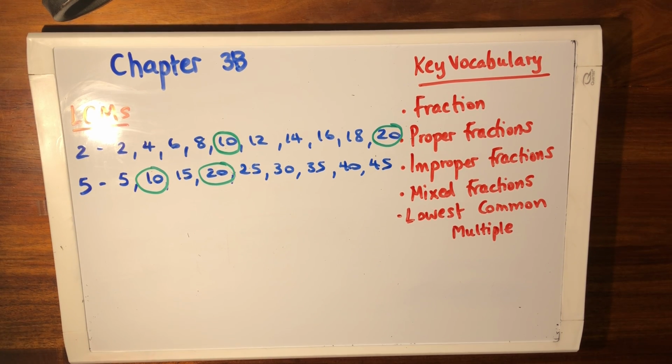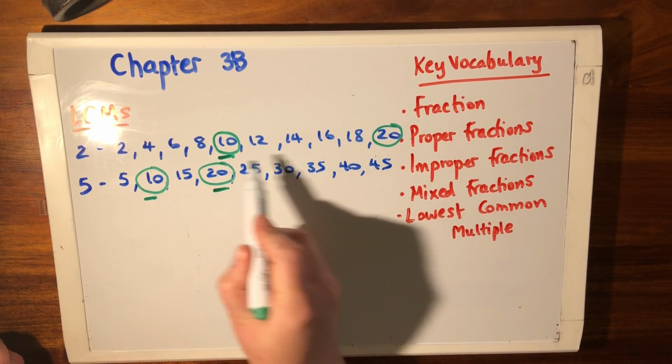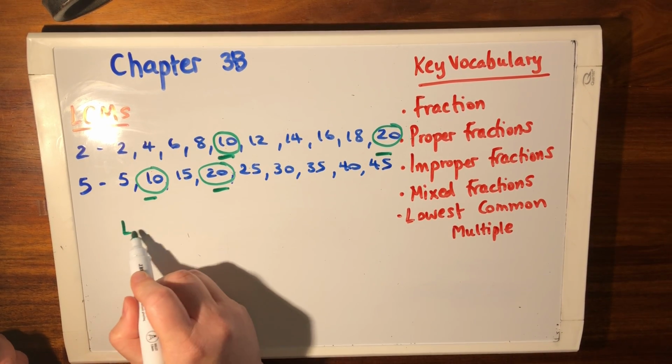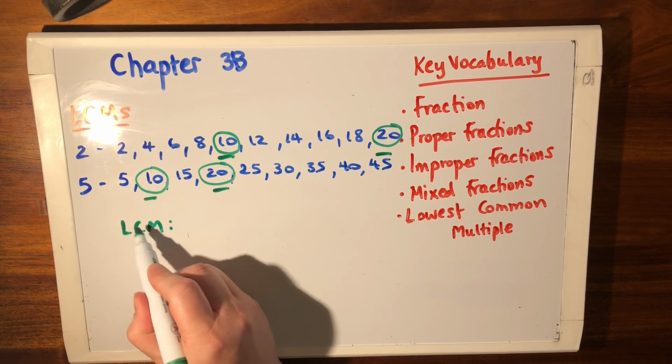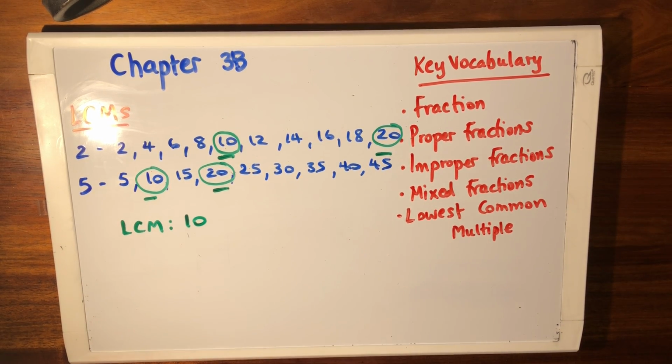Out of those two multiples, we have two common numbers. We've got 10 and 20. The lowest number there, of course, would be 10. So in this case, between those two numbers, 2 and 5, the lowest common multiple would be 10 only.